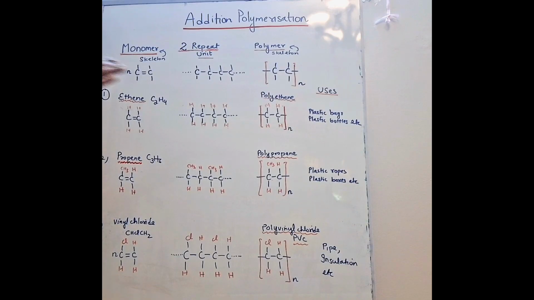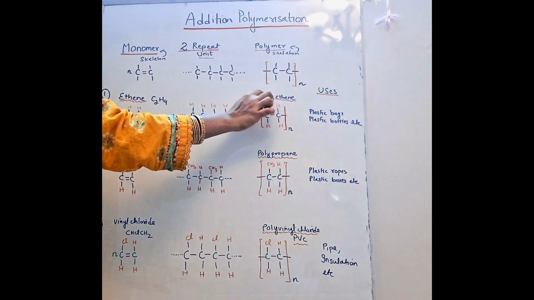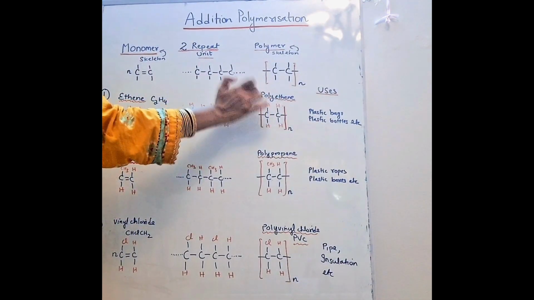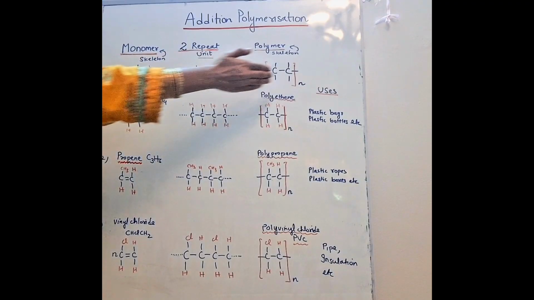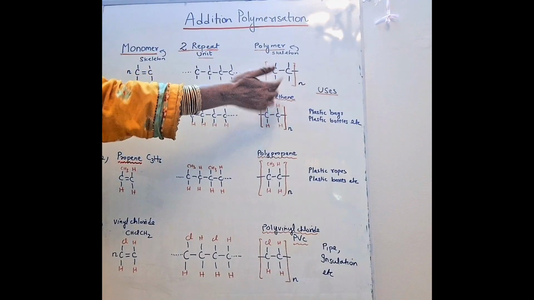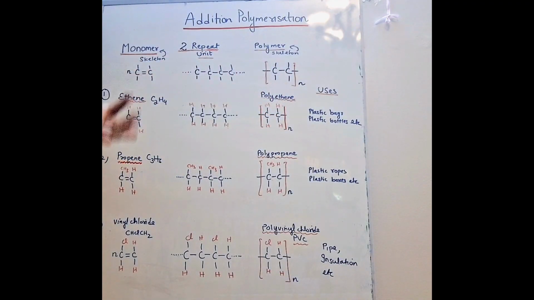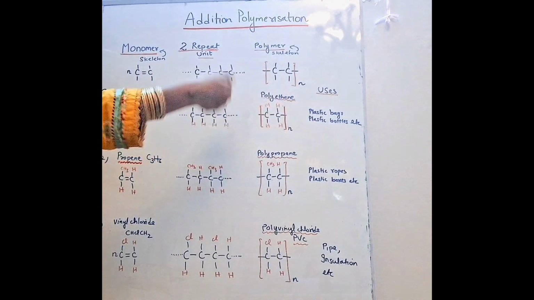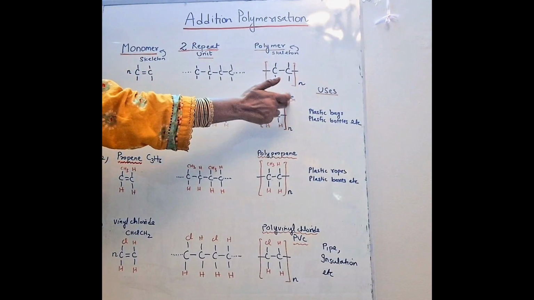It is very easy to name a polymer. In front of the name of the monomer, you will add the word poly. So this is polyethene. The monomer is ethene, that's why it is polyethene. Now you see the last column I represented, where you will see the plastic bags which we use in the grocery shop, that all are polyethene. Plastic bottles, plastic bags, that all are polyethene.